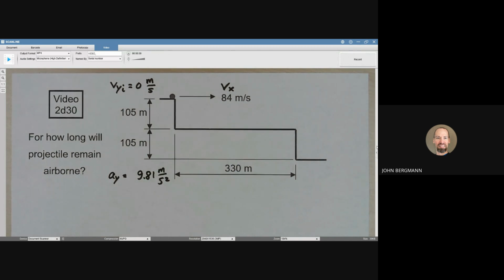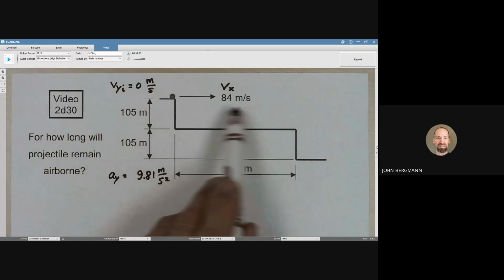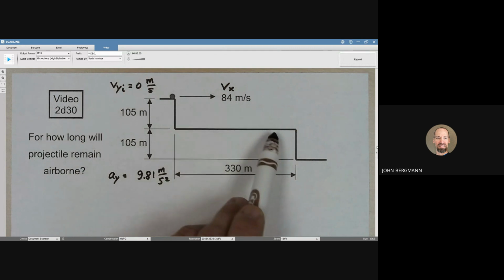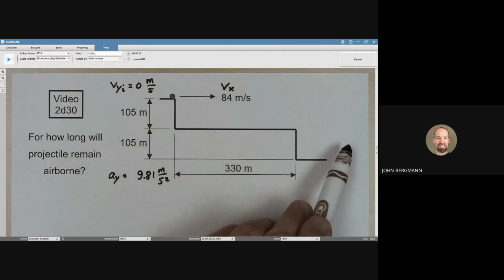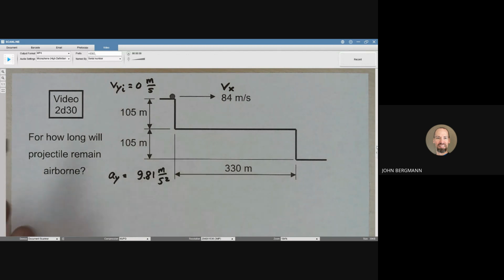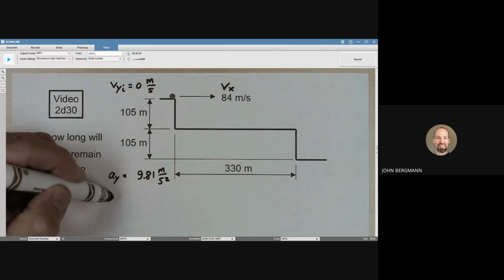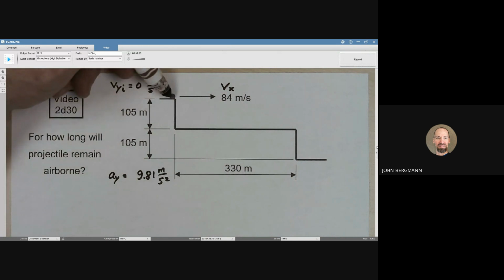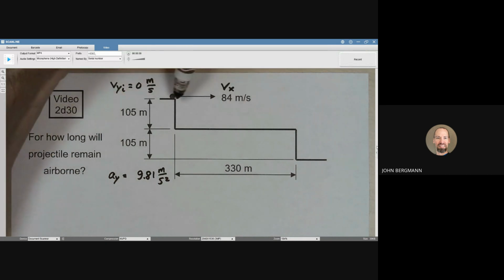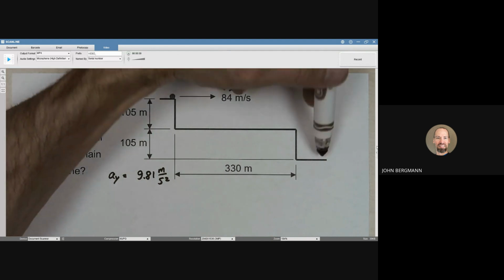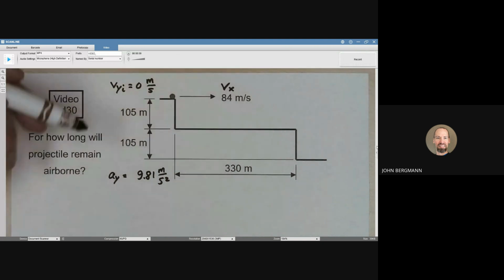However, we don't know right off the bat if this cannonball is going to clear the shelf. It might land on the shelf or it might clear it. And obviously that's going to affect the amount of time that the cannonball is in the air. dy, therefore, the displacement in the y direction, is either going to be 105 meters, if it lands on the shelf, or it's going to be 210 meters if it clears the shelf.